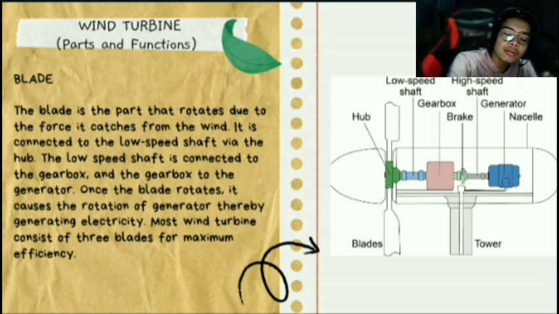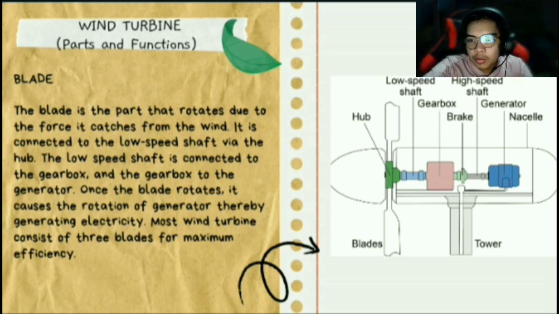So, makikita natin sa diagram o sa picture, makikita natin yung hub. Yung hub, naka-attach doon yung blades. Sunod sa hub, nandoon na yung low speed shaft. At sunod sa low speed shaft at brake ay ang gearbox. So yan, nakikita natin sa diagram kung paano gumagana or paano yung pagkakasunod-sunod ng components para mag-produce ng electricity, or paano pagkakagawa ng wind turbine.